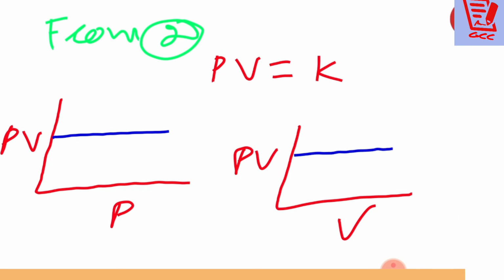What will be there? Horizontal line means there will be no effect over it. Is that clear? This remains constant. Now after that students, we can do one more graph here. You see please all of you, that is from third. From third, what we have written in the third?